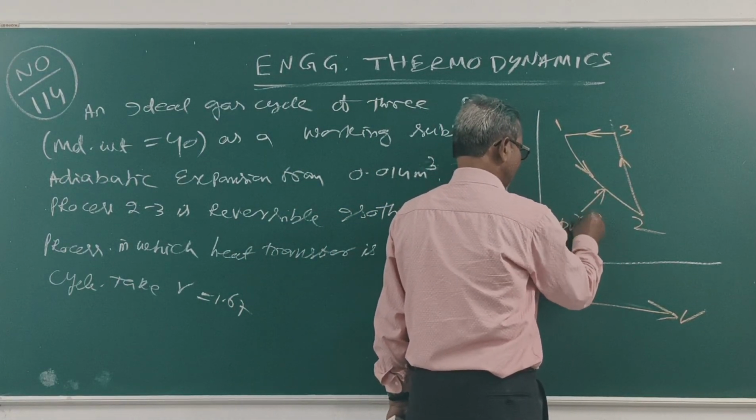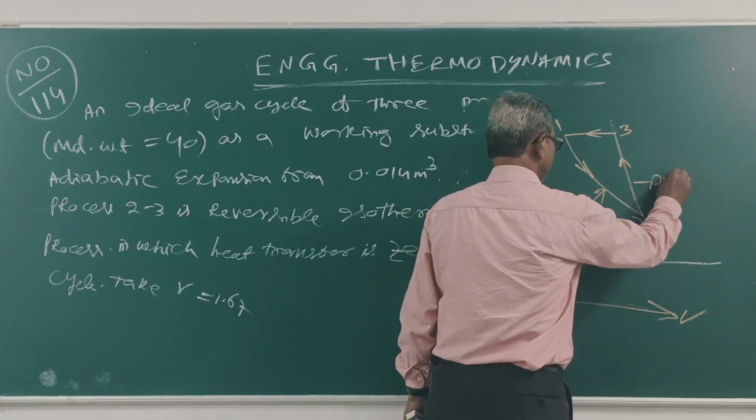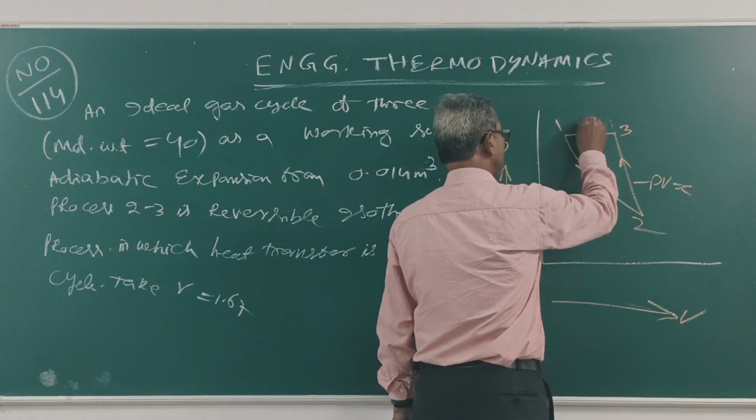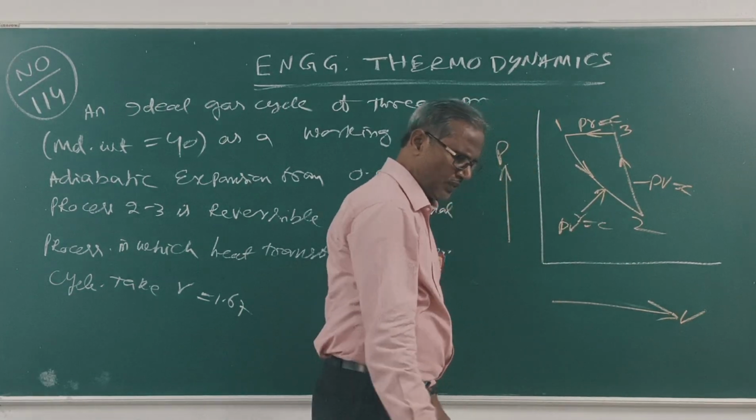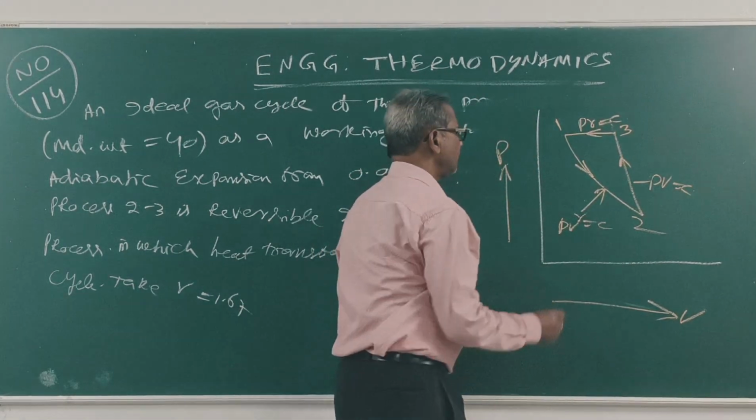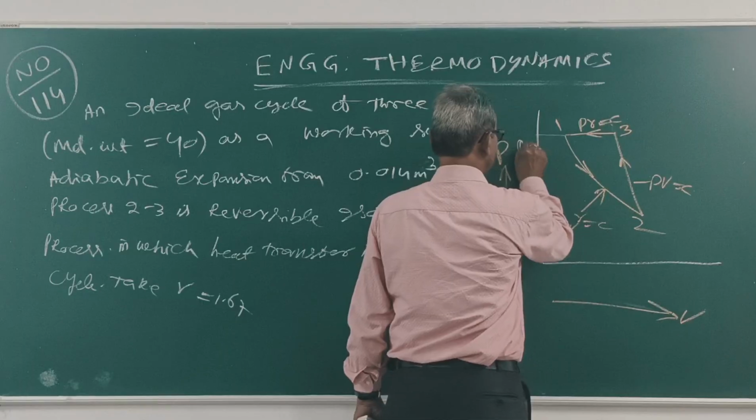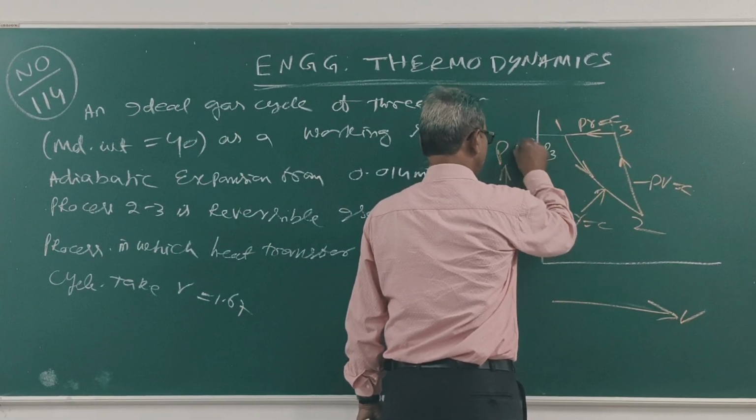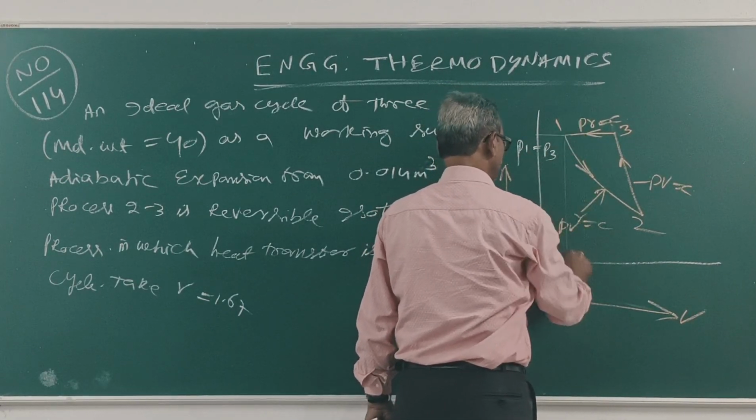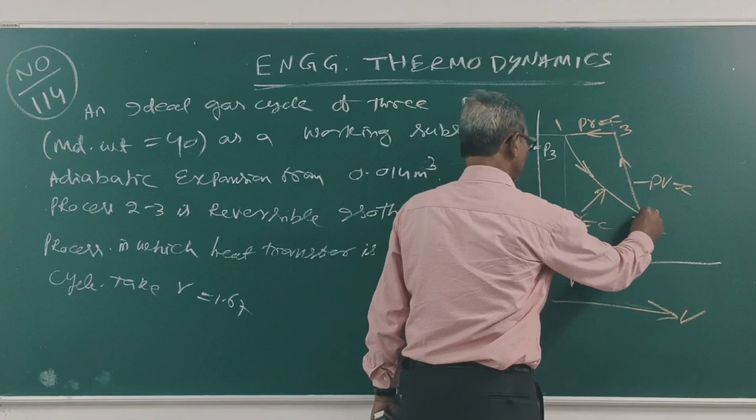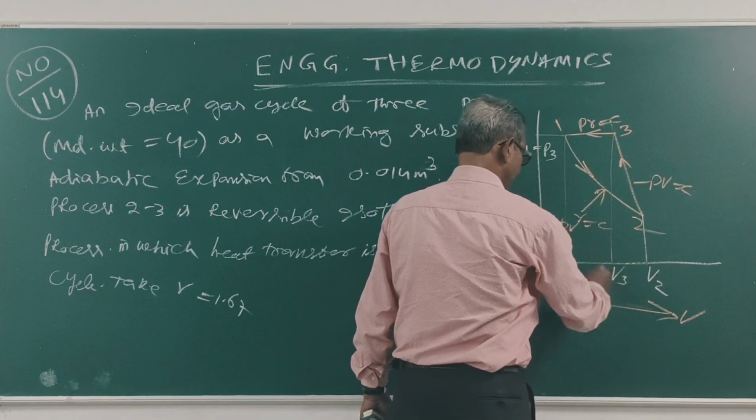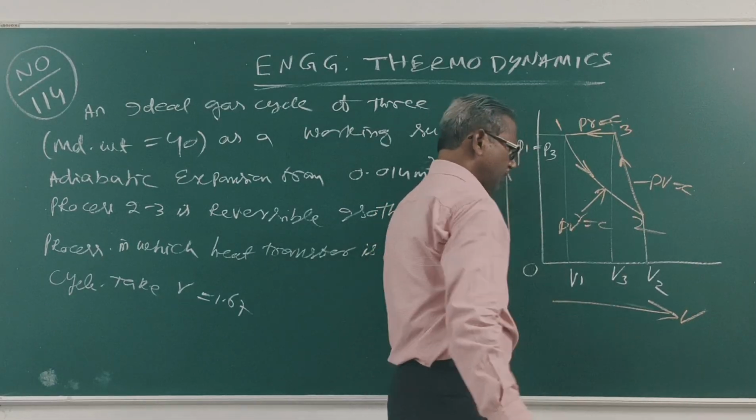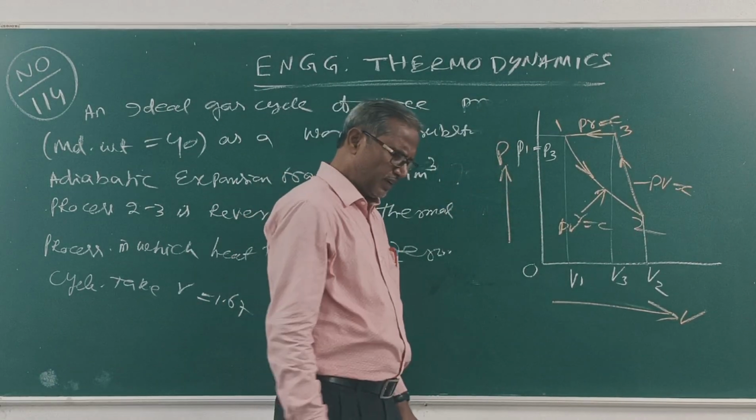This is PV to the power gamma constant. This is PV constant. This is pressure constant. Only P is constant in this process, where P1 is your P3. Clear? This is V1, V2, V3, origin.